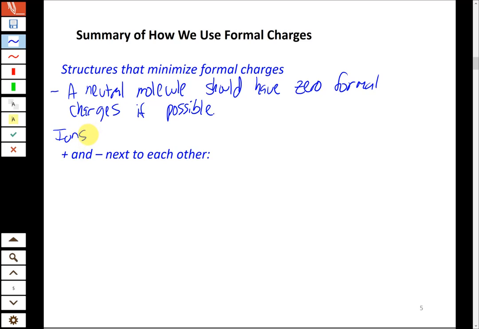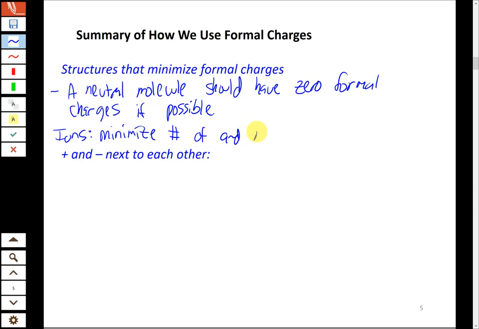And then if you have polyatomic ions like NO3- or other ones that we could give you, you're going to have a formal charge somewhere, right? Because the sum of the formal charges equals the charge of the ion, so there has to be a non-zero formal charge somewhere. You can't have all 0 formal charges in an ion, or it wouldn't be charged. But what you want to do is minimize the number of formal charges that you have and their magnitude.